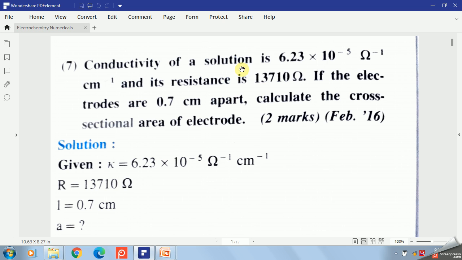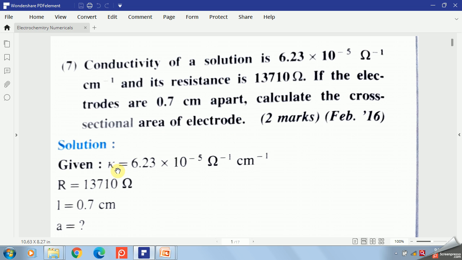So first numerical is: conductivity of a solution is 6.23 into 10 raised to minus 5 ohm inverse centimeter inverse, and its resistance is 13,710 ohm. If the electrodes are 0.7 centimeter apart, calculate the cross-sectional area of the electrode. This numerical was asked in February 2016 for 2 marks.